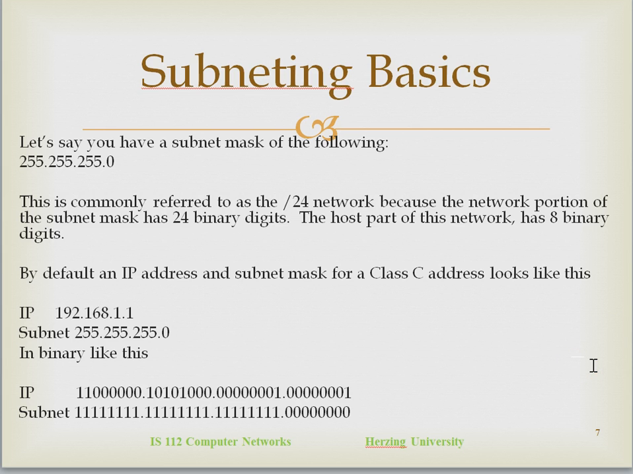Okay, so you see we have a subnet mask of 255.255.255.0, and this is commonly referred to as the /24 network because the network portion of the subnet mask is 24 binary digits. The host portion of the network has 8 binary digits. By default, an IP address and subnet mask for a Class C address looks like this.